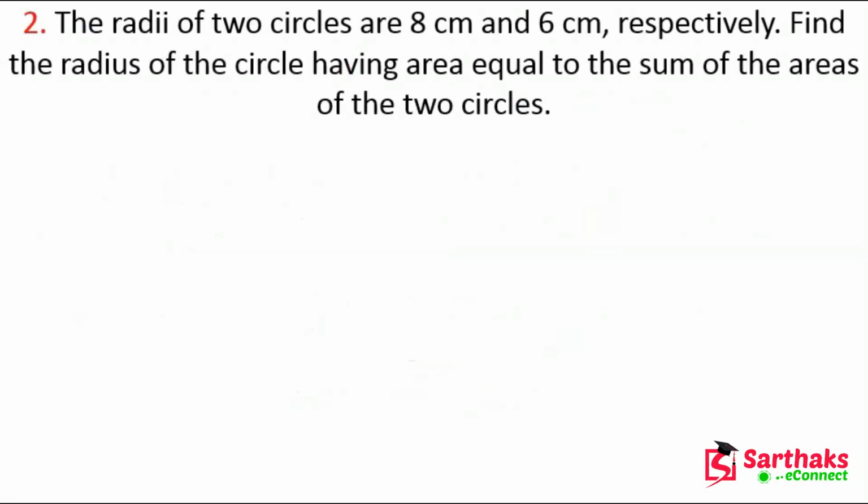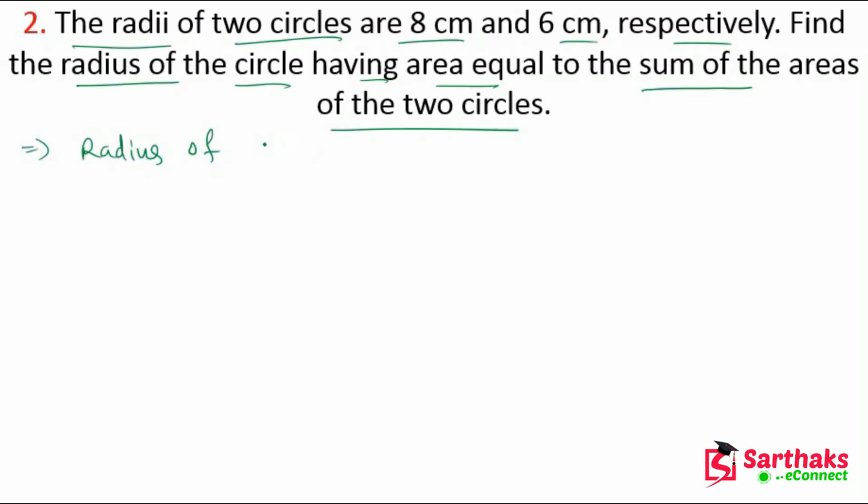Yes, so the next question is that the radii of two circles are 8 centimeter and 6 centimeter respectively. Find the radius of the circle having area equal to the sum of the areas of the two circles. Now in this case, we are given that the area of the circle is equal to the sum of the areas of the two circles.